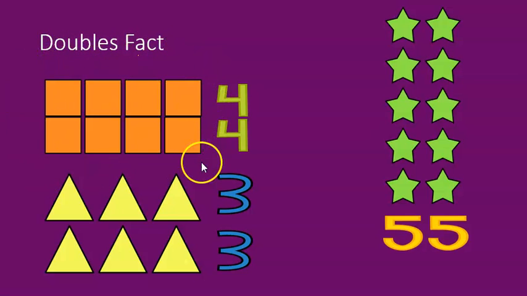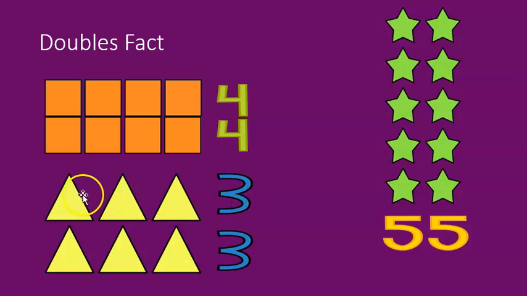These squares, they're the same number across. Look, 4 and 4. That's what you call a doubles fact. They're the same amount of numbers on the top, and the bottom row also has the same amount of numbers at the bottom. So 4 and 4, that's a doubles fact. Now let's look here at this next example. We have 3 triangles on the top.